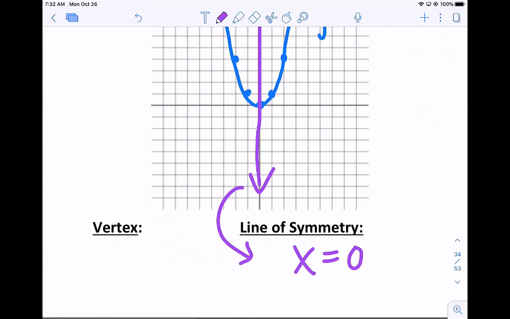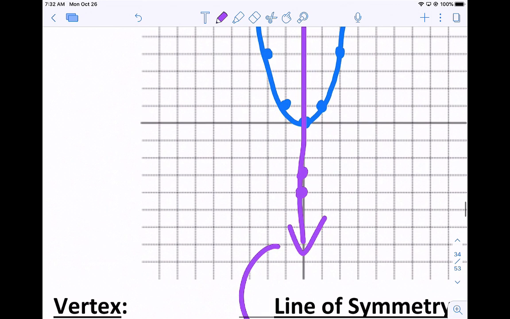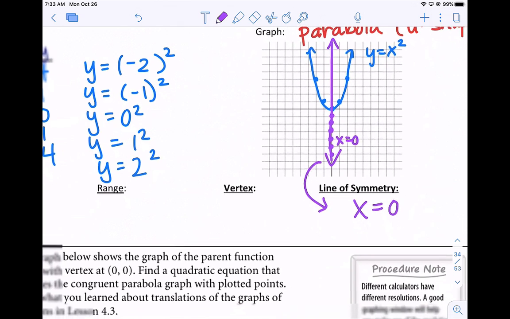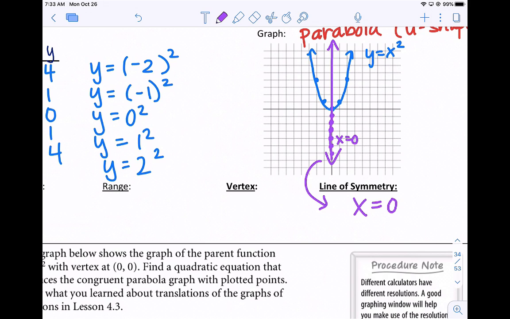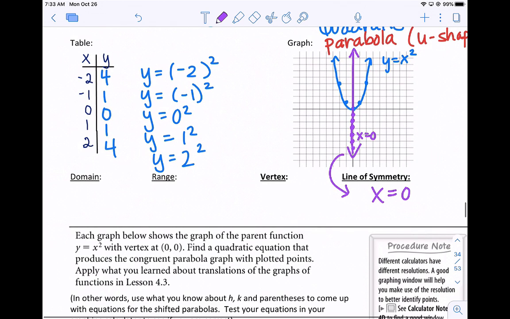And the reason why it's an x equals line is because all along the purple line right there, it doesn't matter what the y value is. Any coordinate that I pick, the x value is 0 along that line. So that line of symmetry is an x equals line because it's vertical, and again, x is 0 all along that line. If we fold it over that line, that's like the mirror image, so we call it the line of symmetry. Let's talk about domain and range.